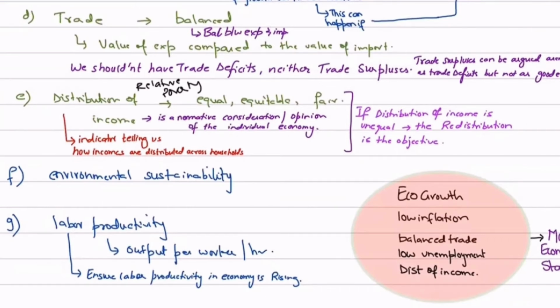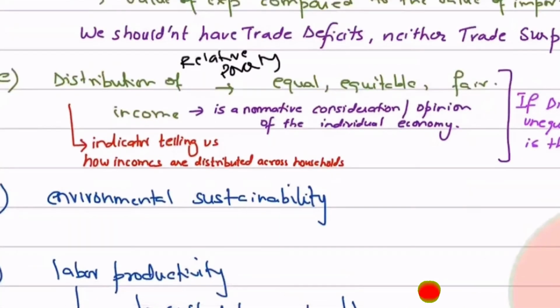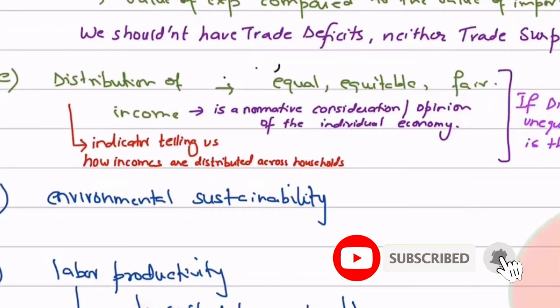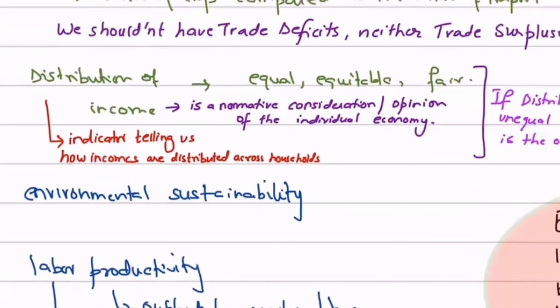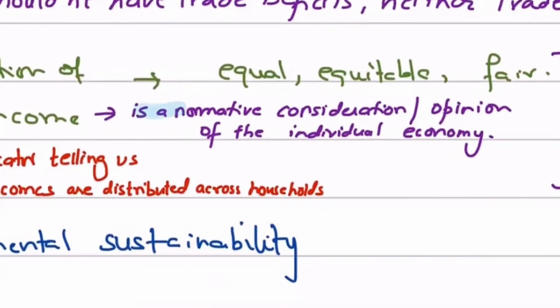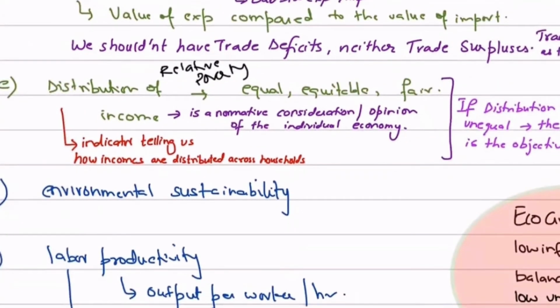So again, by the way, ये जो हम बात करते हैं ना कि ये distribution unequal है and all of that, so this is a normative judgment. There is not a fixed number कि मैं बोलूं कि अगर incomes का distribution इस scale पे होगी, then it is equal होगी वरना unequal होगी. So it's a normative judgment. It's a normative consideration and opinion based thing, and it will differ from individual economy to individual economy. We know the distribution of income tells us how incomes are distributed across households, right?